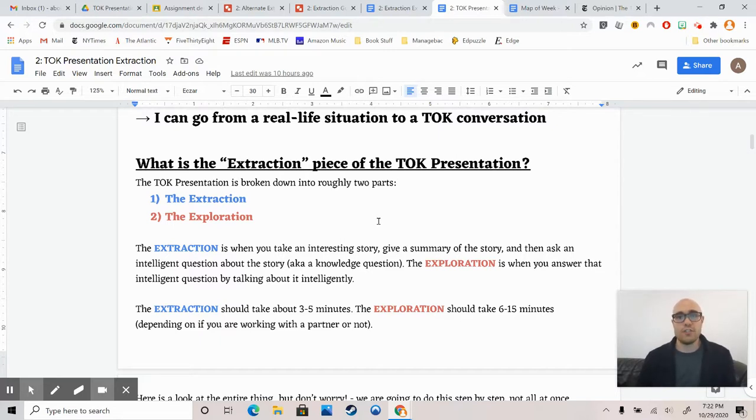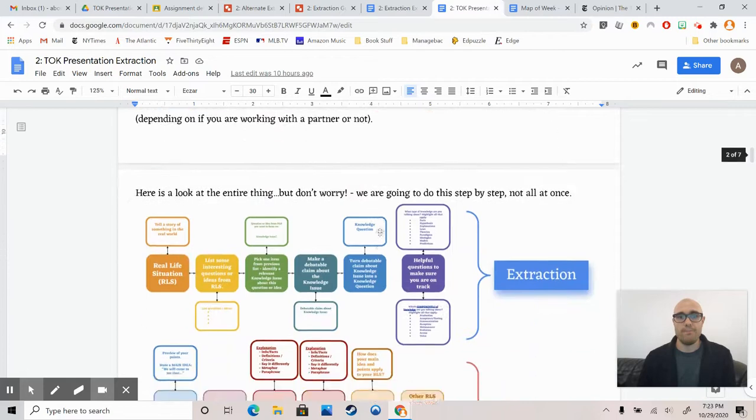The extraction should take about 3 to 5 minutes. 3 minutes if you're doing it individually. If you are doing it with a partner, you have up to about 5 minutes to do the extraction. The exploration is most of your presentation. That will be more along the lines of 6 or 7 minutes for most of you as you're doing it individually. It takes about 15 minutes if you're doing it with a partner.